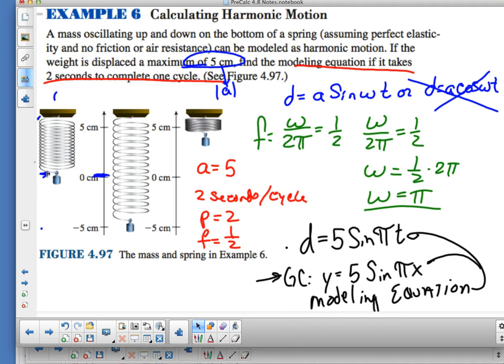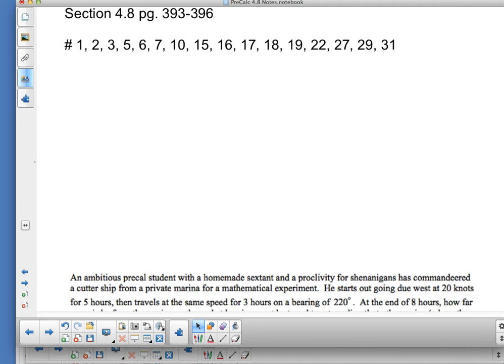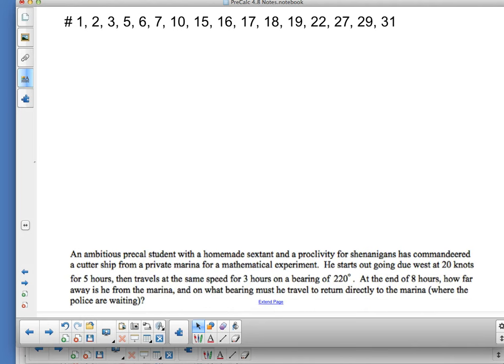Now, the chapter opener problem, solutions on the bottom. I'm just going to let you read it, and that's going to be it for today's second part of notes, and that's our section. 4-8, page 393 to 396, 1, 2, 3, 5, 6, 7, 10, 15, 16, 17, 18, 19, 22, 27, 29, 31. I will be back on Monday and we'll discuss any issues that you had with this assignment. Hopefully things go extremely well and we'll be able to check in with each other on a positive note.